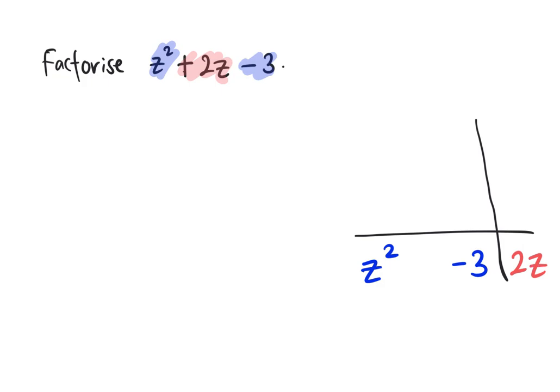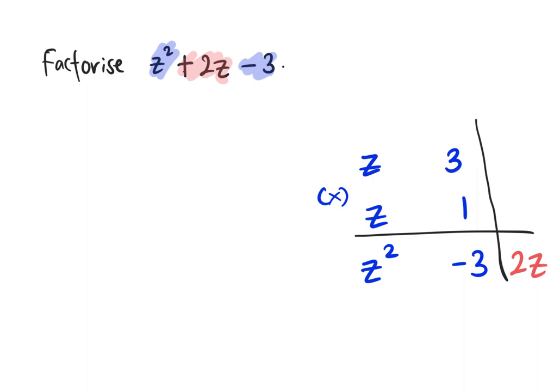And what will be the factors for z squared? Wonderful! There's only one. Z times z. No other ways. And what about 3? Exactly. 3 and 1 only. No other factors.